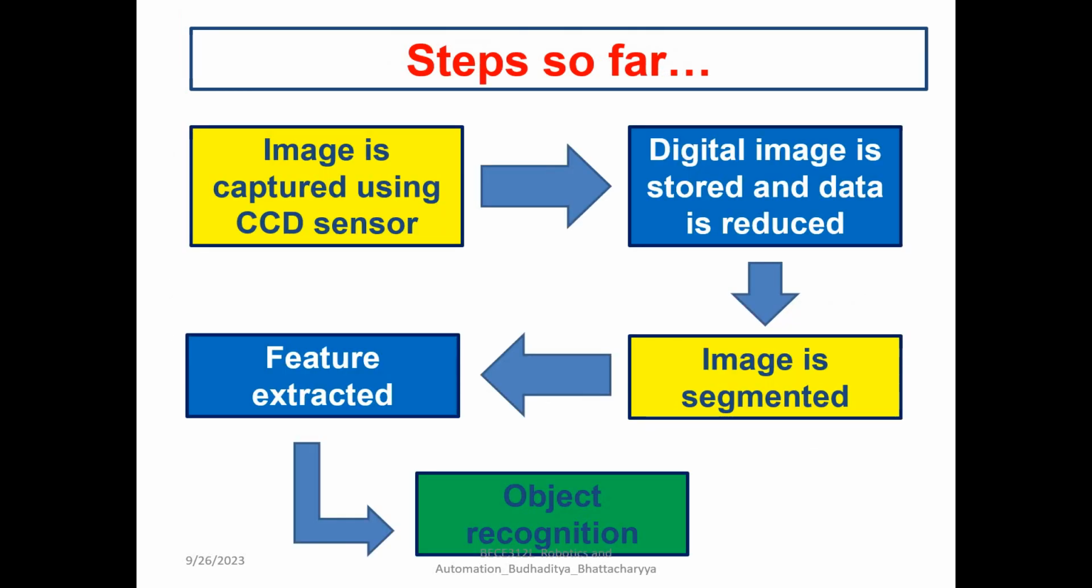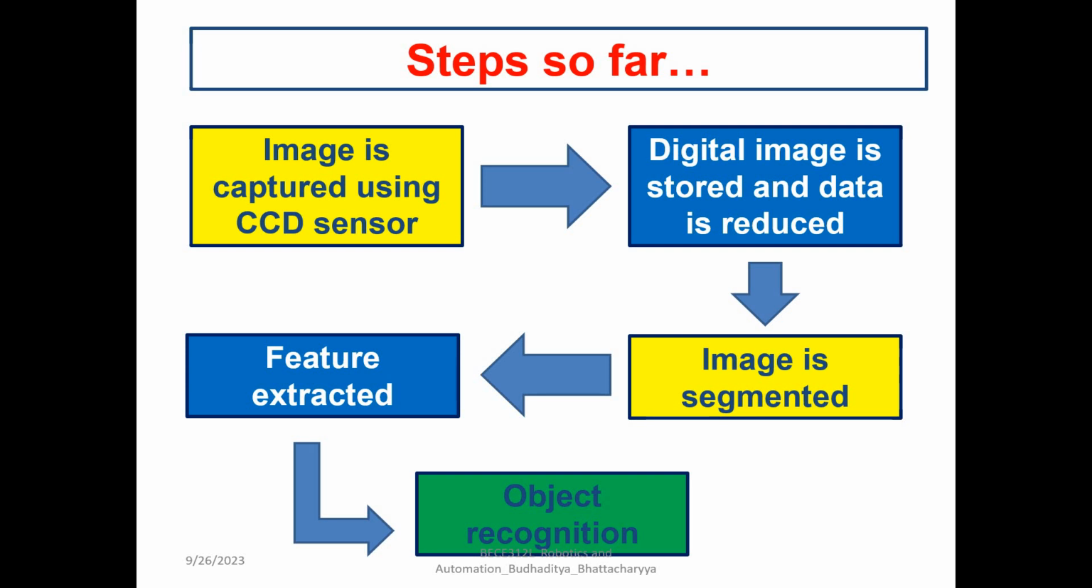So this is where we stand at this point. The image is captured by the CCD sensor. If you remember, before CAT1 we did the CMOS technique and the CCD sensors, so that is part of it. After the image is captured, the digital image is stored and data is reduced. This is where the masking techniques come in handy, and we reduce the size of the images using the average, median average methods or the neighborhood averaging methods. Then we have the image segmentation. This is where thresholding, region splitting, merging, growing techniques and edge detection take place.